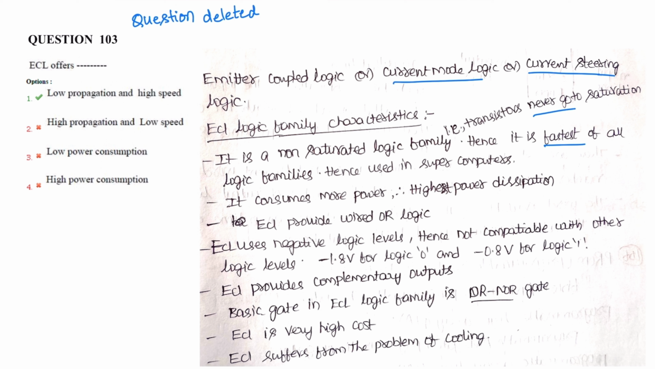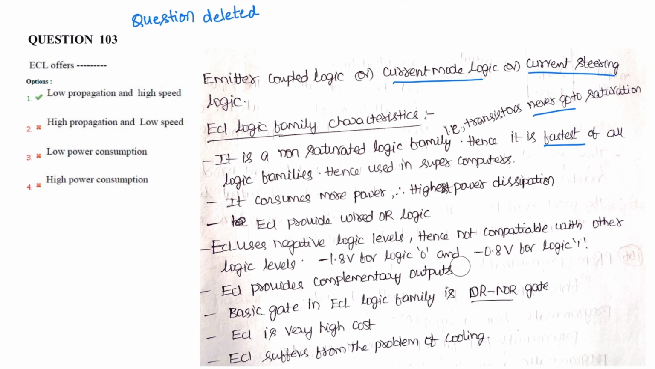ECL provides wired OR logic. ECL uses negative logic levels. ECL provides complementary outputs. Basic gate in the ECL logic family is OR gate or NOR gate. ECL is very costly and it suffers from the problem of cooling. These are the characteristics of ECL.